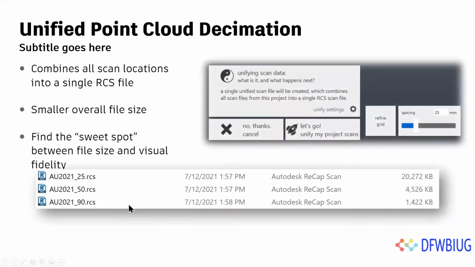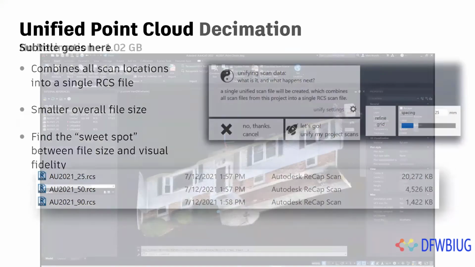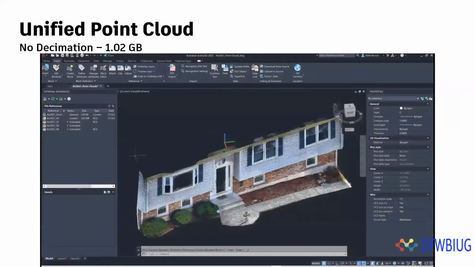When we drop it down, we decimate it by, say, 25 millimeters and create that unified point cloud. It drastically reduces that file size down to 20 megs. The more you decimate it, the more you remove from that point cloud. Obviously, the smaller it's going to get, but at the same time, you're also losing a lot of that information. So what does that ultimately look like?